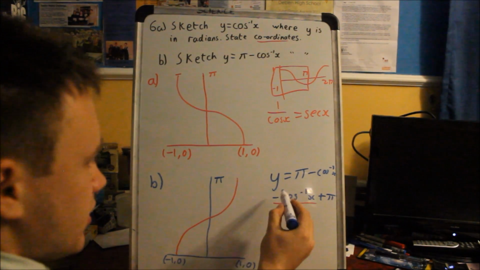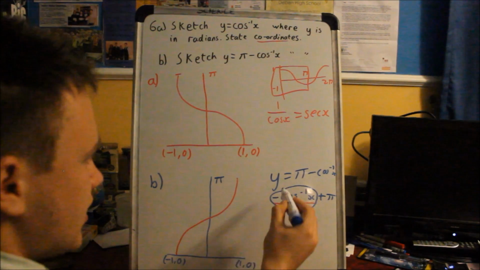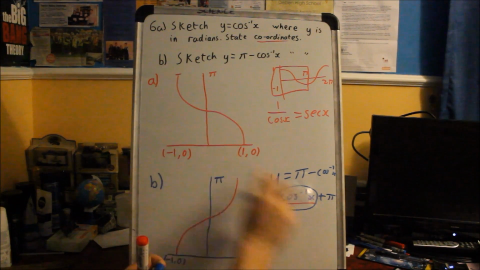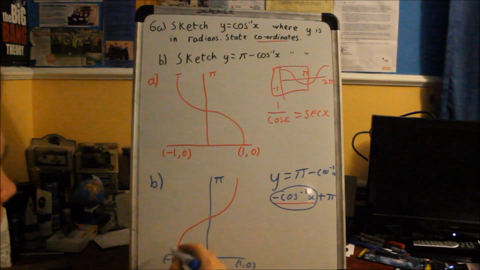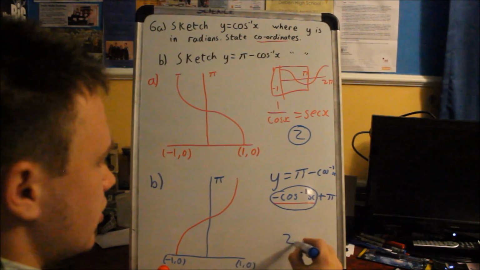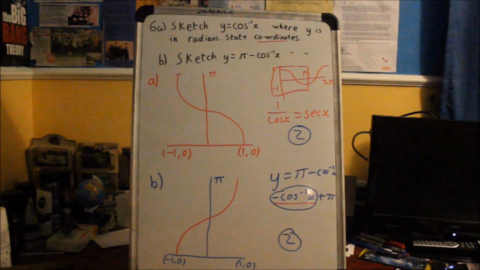It might have been hard to notice that the minus cos to the minus 1 of x actually made no impact, because the reflected version looks just the same, and then the plus pi moves it up, so it looks like that. Altogether there were 2 marks for part A and 2 marks for part B, so 4 marks for question 6. Like I say, a lot of people omit this from their brain because it so rarely comes up in exam papers. It is important knowledge.